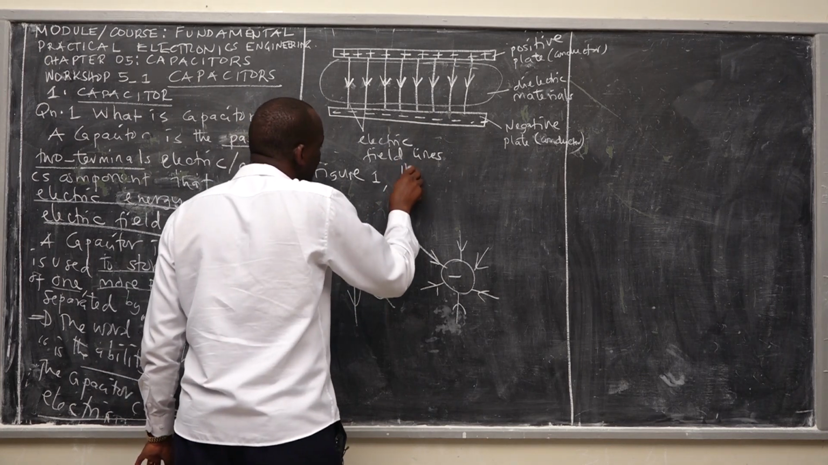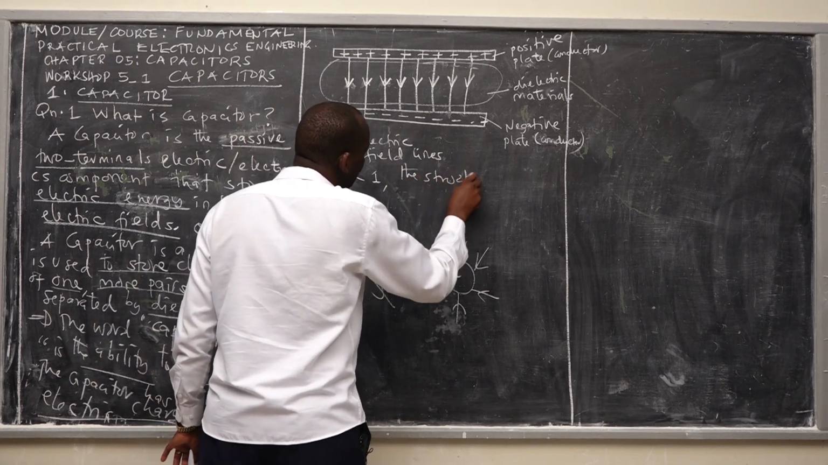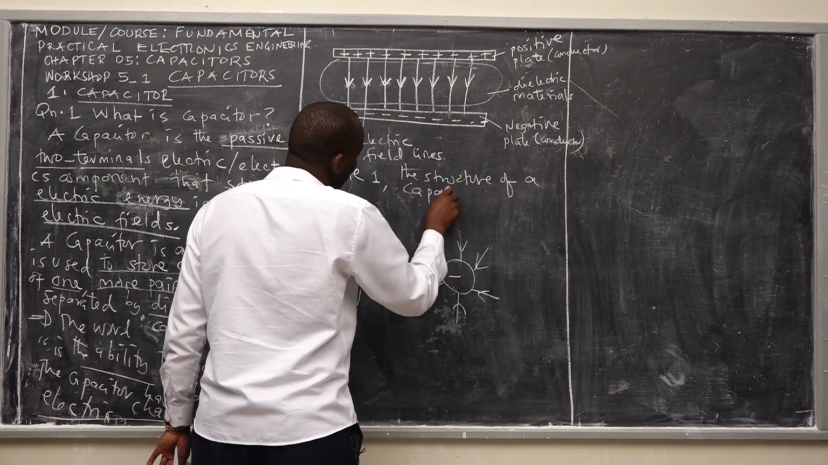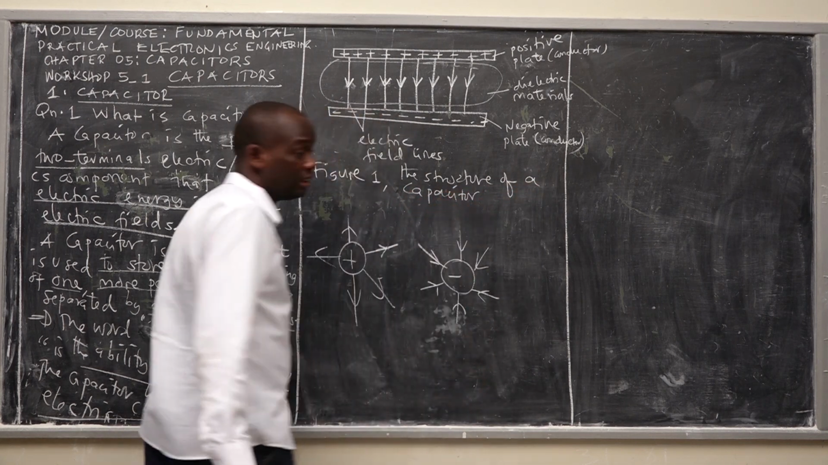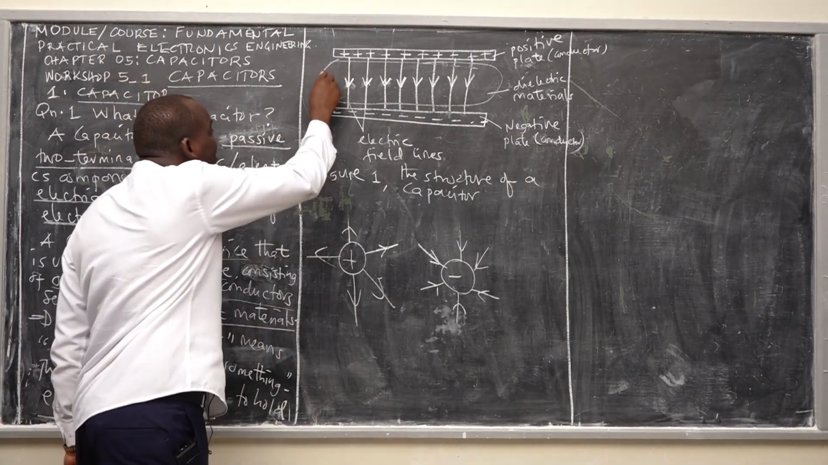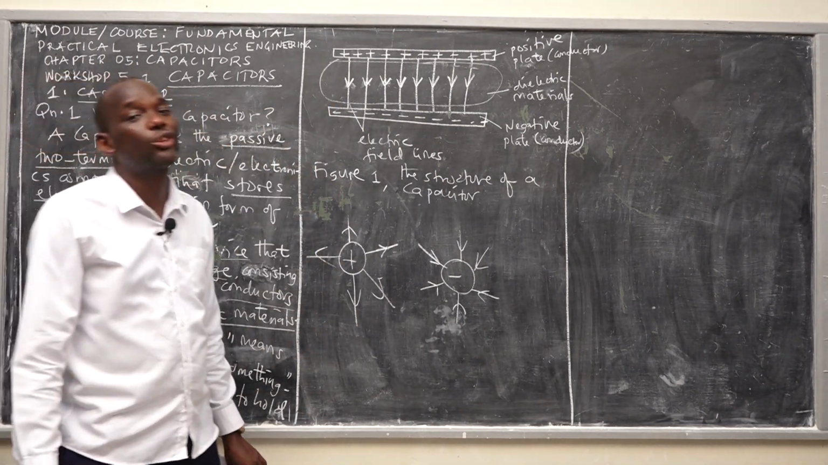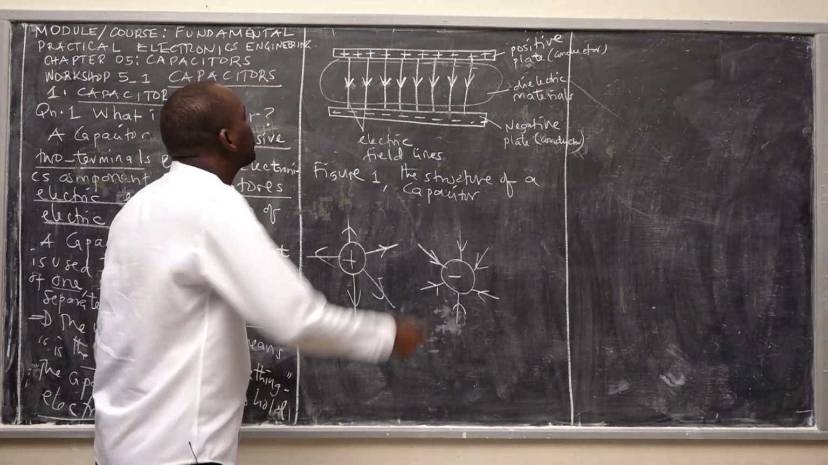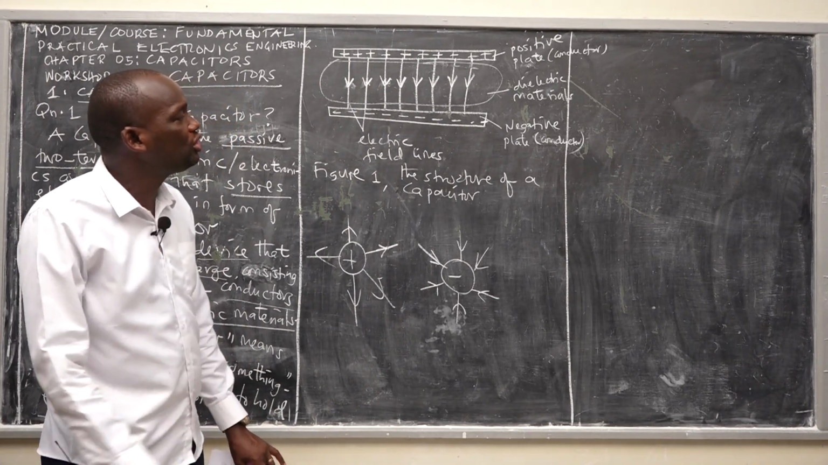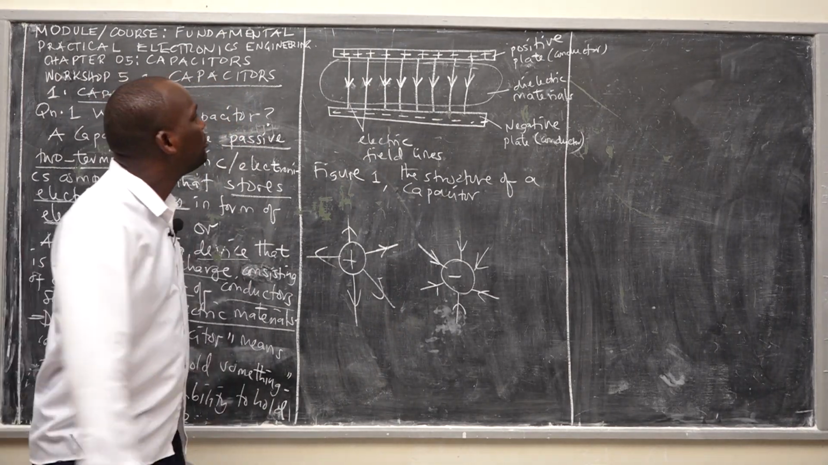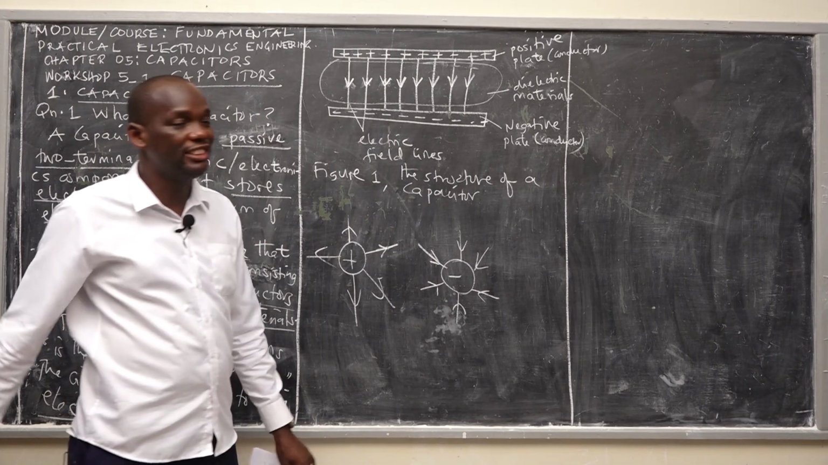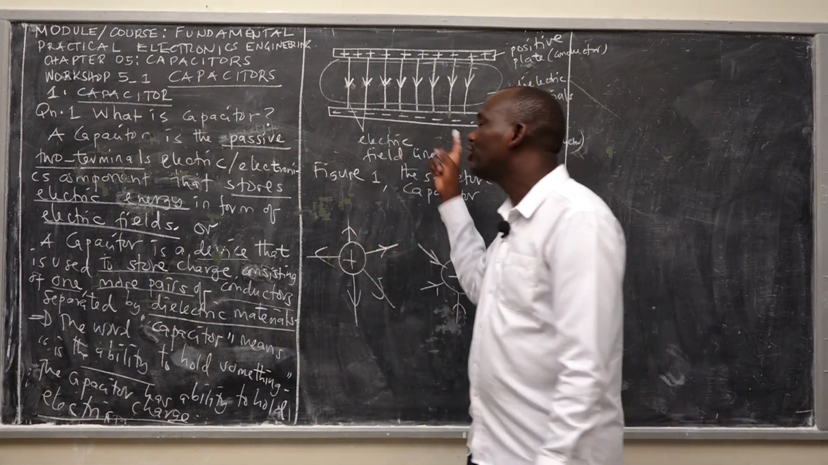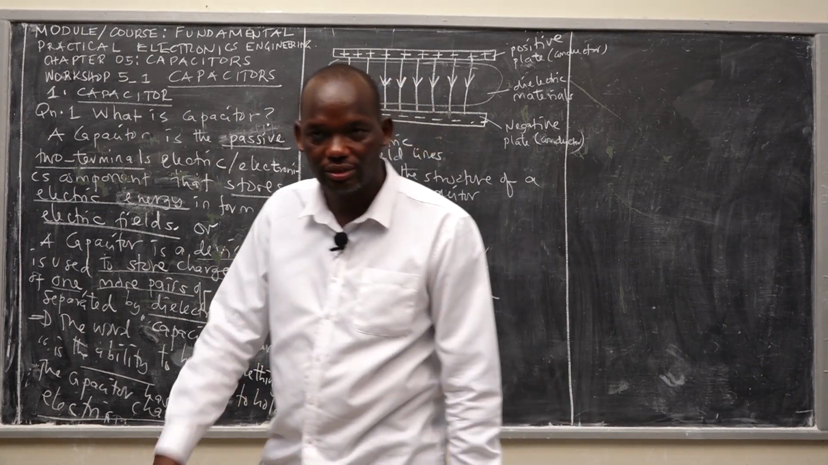We say that this is the structure of a capacitor. Don't draw yet. So listen. If a capacitor is called an electrolytic capacitor, it means that it has two parallel plates. One plate is positive, the other one is negative. But between these two parallel plates, there is a material we call the dielectric material. And the dielectric material for an electrolytic capacitor is electrolyte.